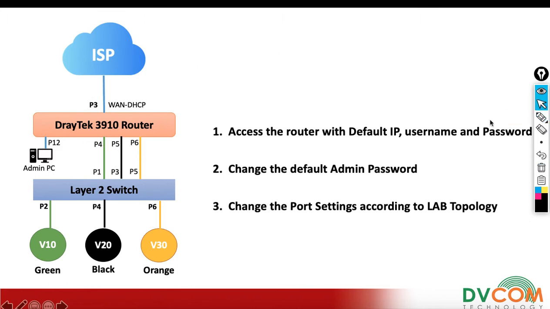So first thing is that access the router with the default IP, username and password. As you know, the default IP address is 192.168.1.1, which is this. And the default username is admin, and default password is admin. By default, the DHCP is enabled for 192.168.1 network, so the moment you connect your PC into the LAN, by default you are going to get the IP address. Let's go and check it now.